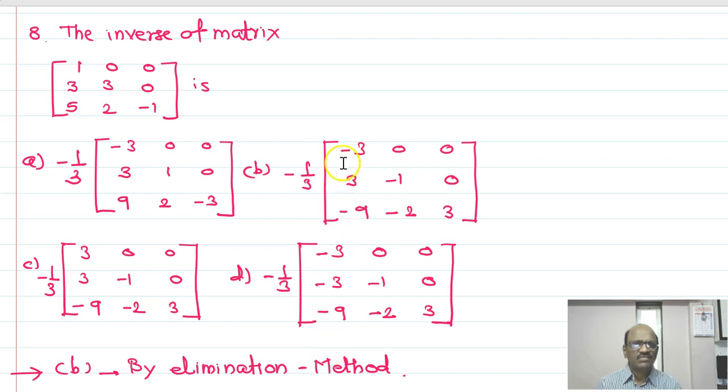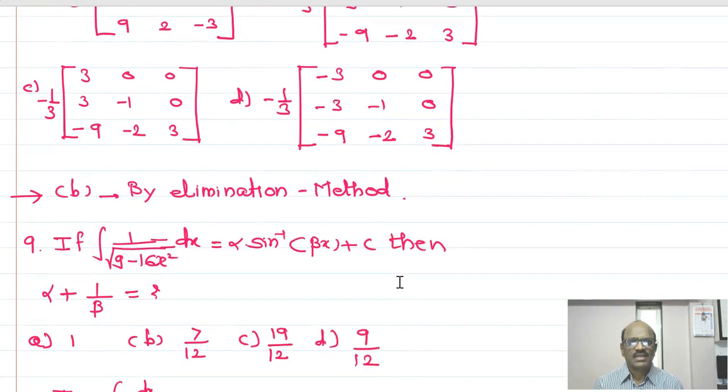Again, which is the different one? In this case, this is the 3 and this is the minus 3. If you see this, then we will check for this 3. That is to find the value of this. That is, we will consider the cofactor of this 0. That is 3 into minus 1 is minus 3, and 5 into 0 is 0, but the element sign is minus and minus minus, that will become plus. Therefore option B is correct. Therefore to find the inverse of a matrix, we must apply the elimination method. Therefore option B is the correct one.